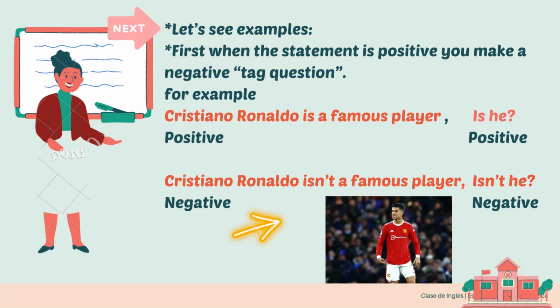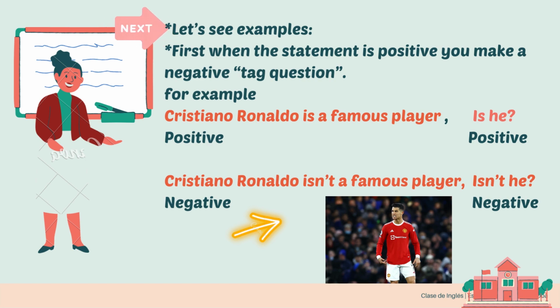Now, let's see examples. First, when the statement is positive, you make a negative tag question. Okay? Look at this one. For example, Cristiano Ronaldo is a famous player, isn't he?